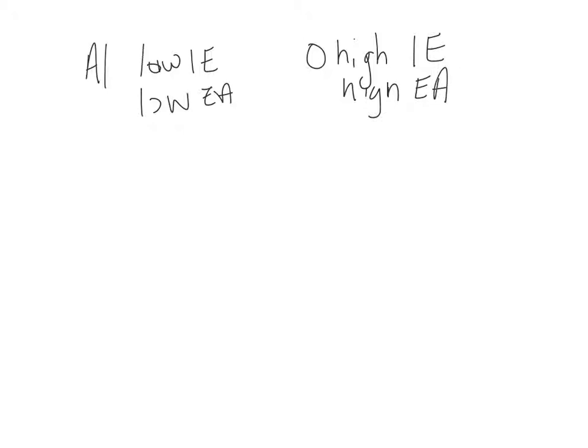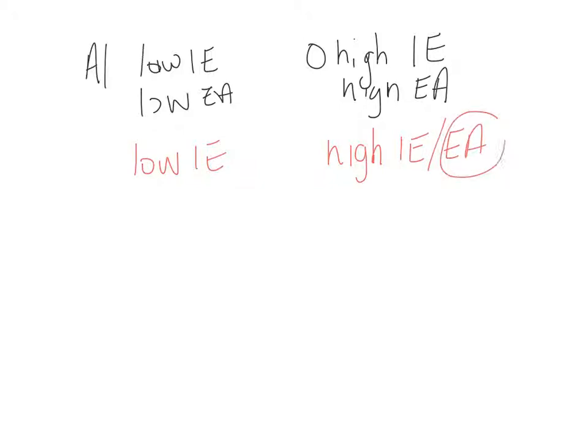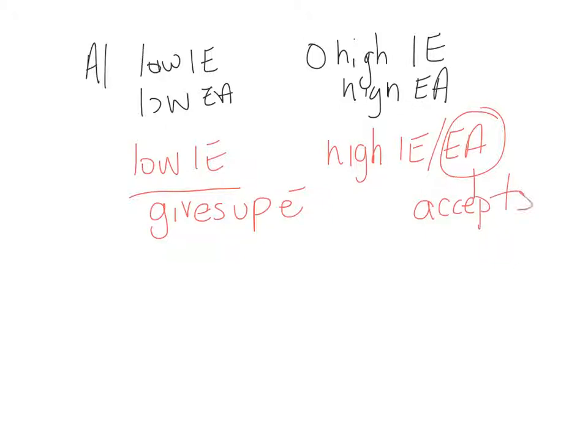So if you have two elements, one has low ionization energy and one has high ionization energy or electron affinity. Electron affinity makes more sense. Then you have an ionic compound. Because this means it gives up an electron. This means it accepts an electron.